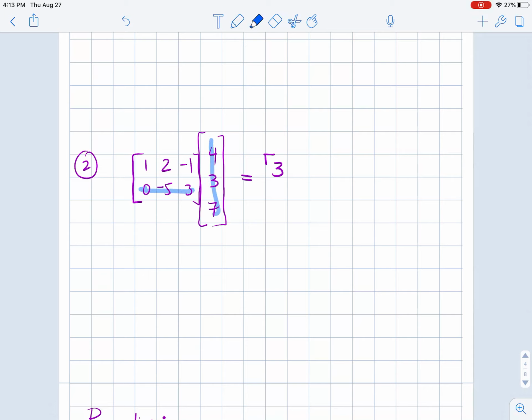And then in the bottom row, let's see what the bottom row is going to be. I should get 0 times 4, that's 0. Then minus 15. Then plus 21. So negative 15 plus 21, I think that's 6. And so I think the answer there is equal to 3, 6.